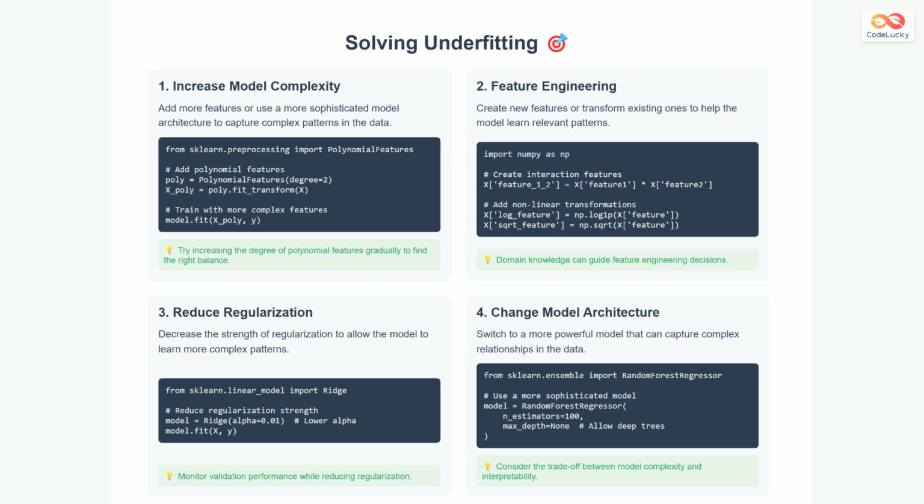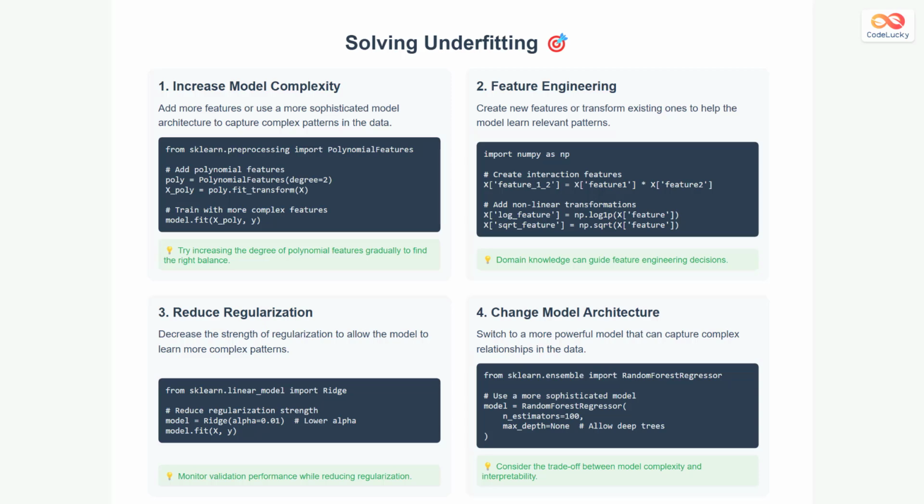Below is the code snippet. import numpy as np. Create interaction features. X['feature_2'] equals X['feature_1'] multiplied by X['feature_2']. Add nonlinear transformations. X['log_feature'] equals np.log1p(X['feature']). X['sqrt_feature'] equals np.sqrt(X['feature']). Domain knowledge can guide feature engineering decisions.